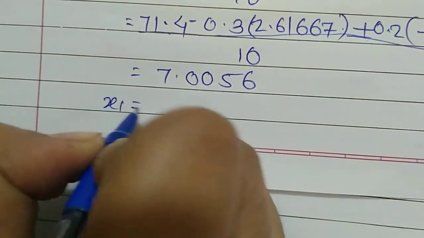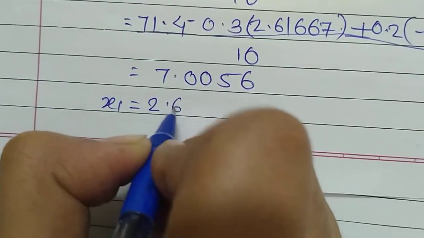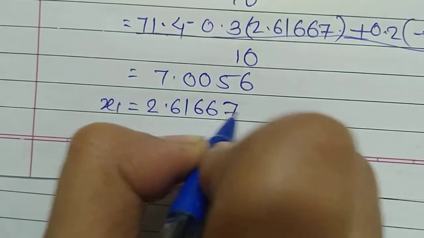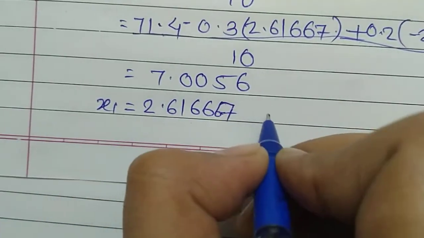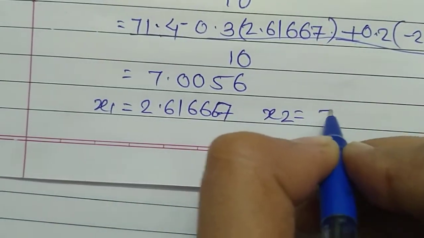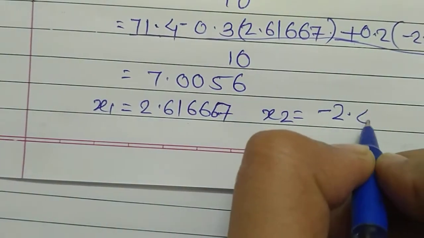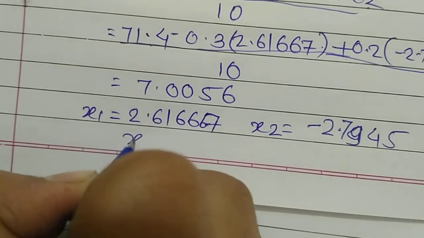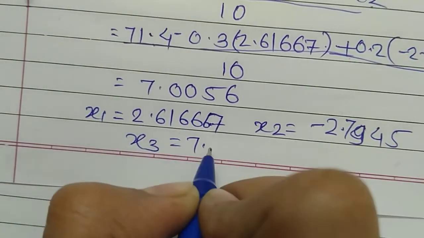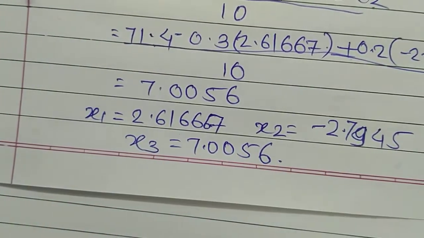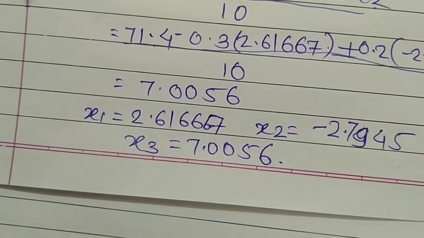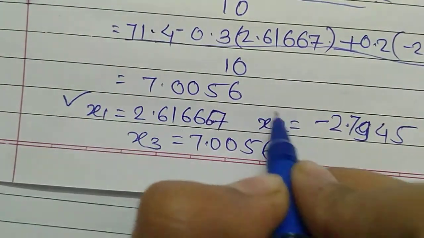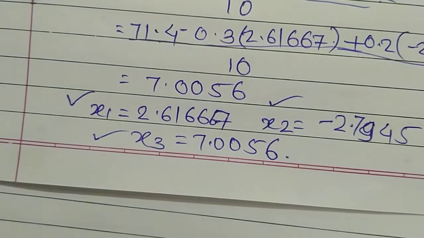So we got x1 as 2.61667, x2 as minus 2.7945, and x3 as 7.0056. And for the second iteration, you can use these x1, x2 and x3 to solve the further equations.